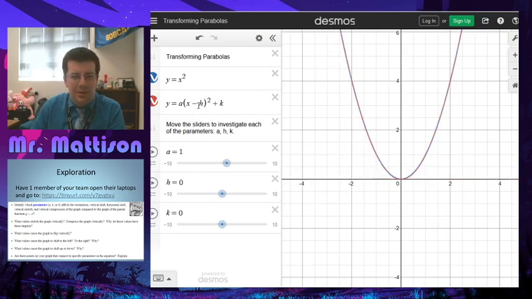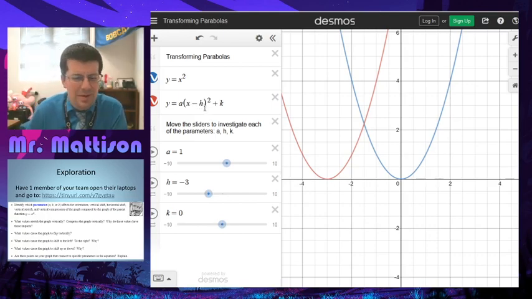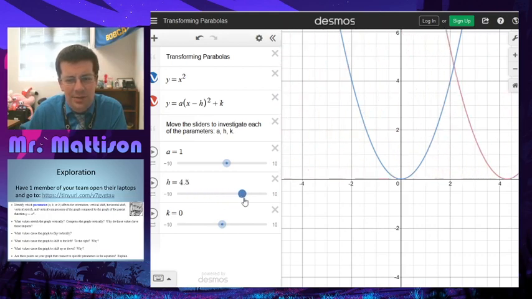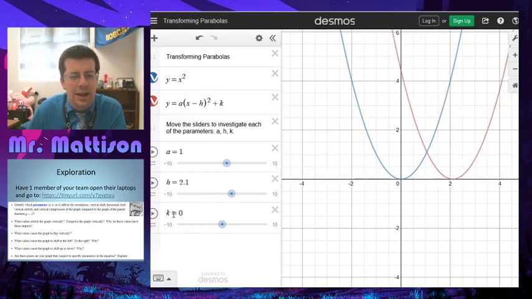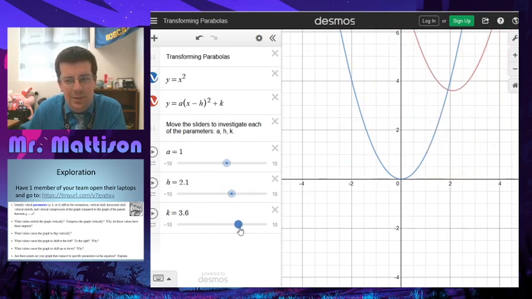So H, which is the number here on the inside with that X, if I make this H larger, so now it's X minus 2, I move to the right 2. Make it H like a -3, so now it's X minus a -3 or X plus 3, and I'm going to be moving left 3. So we can move left and right with the H, right? And then the K value, which is the number here on the outside, if I increase that, I go up. If I decrease it, I end up going down.